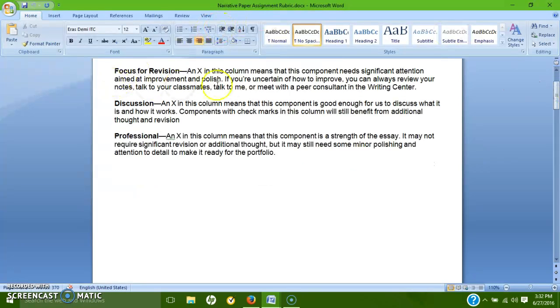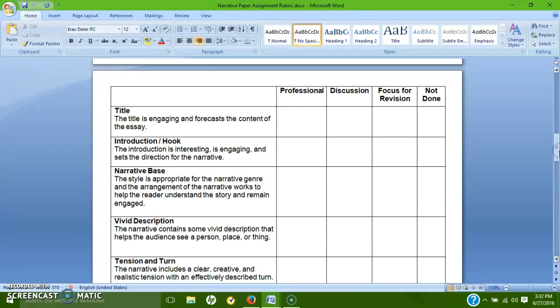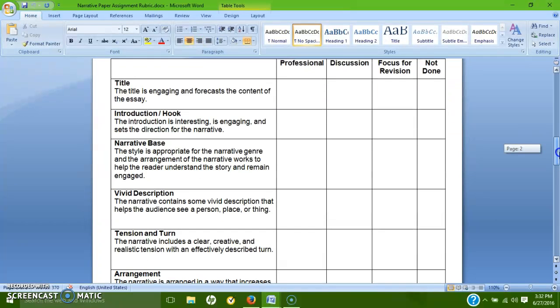So you can read these columns up here. Basically, a professional means it's ready to go into the final portfolio. It's nearly perfect. Okay, so if you get a professional, you don't really want to change any of the things. Discussion is an okay. Focus or revision is a main problem, and then this is, if it's not done, then obviously you need to complete it.